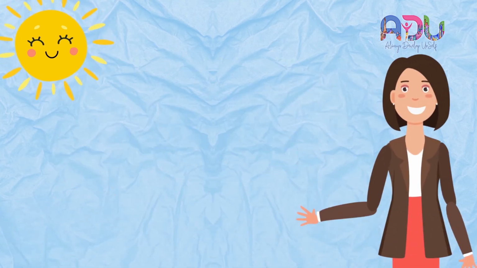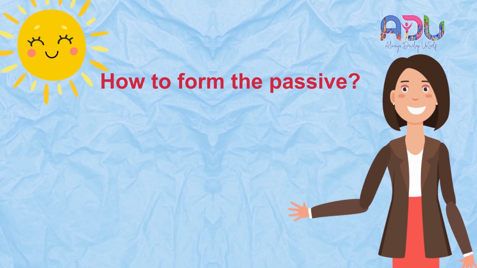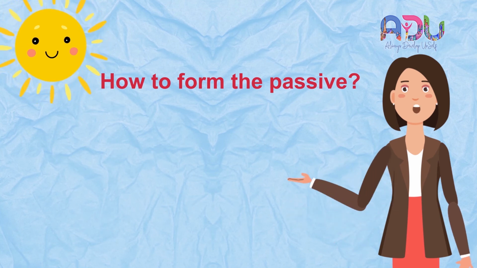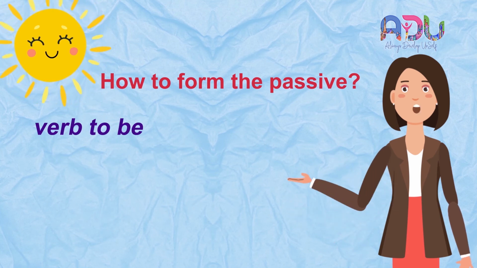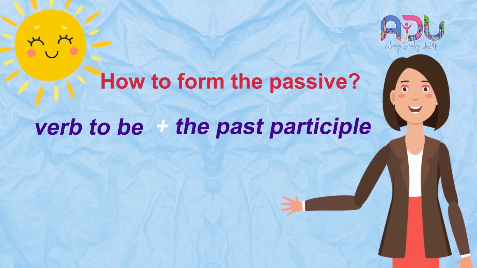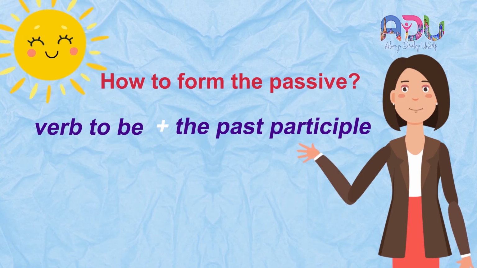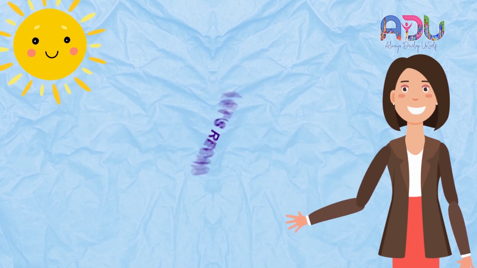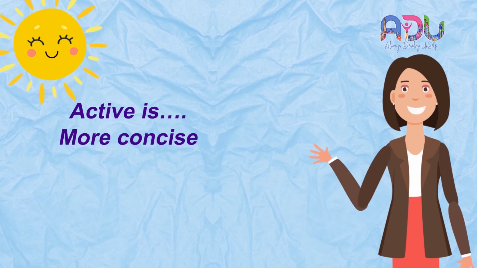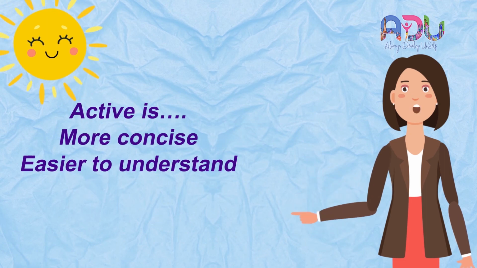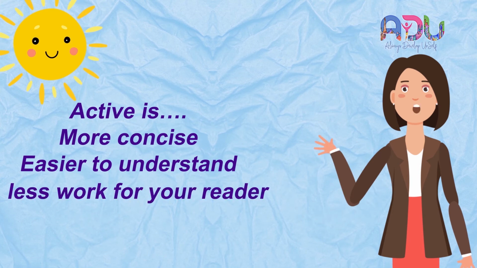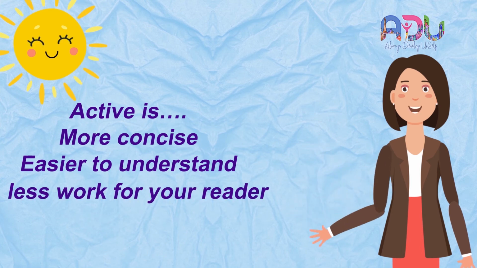And now, how to form the passive? We form the passive with the verb to be and the past participle of the main verb. Let's recap. Active is more concise, easier to understand, less work for your reader.